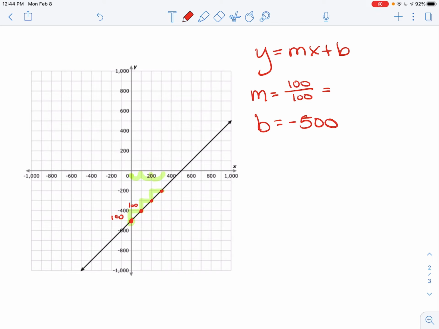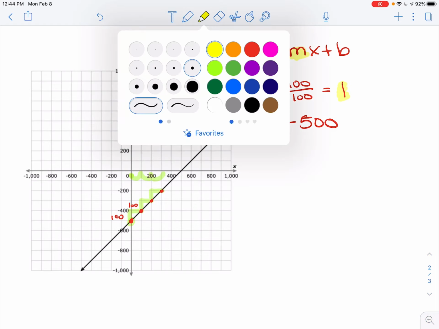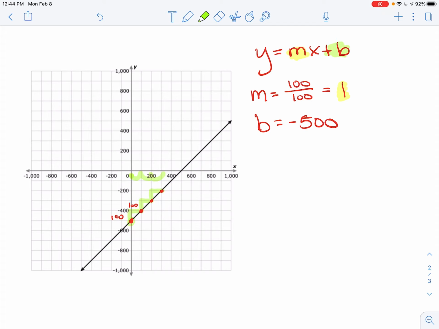Now I can simplify that fraction. 100 over 100 is the same as 1. So when I write my equation, again, I'm going to plug in my m value and plug in my b value. So I would write y equals 1x minus 500. Now, if we have a 1 in front of our x, we don't even have to write that. So we could also write this as y equals x minus 500.